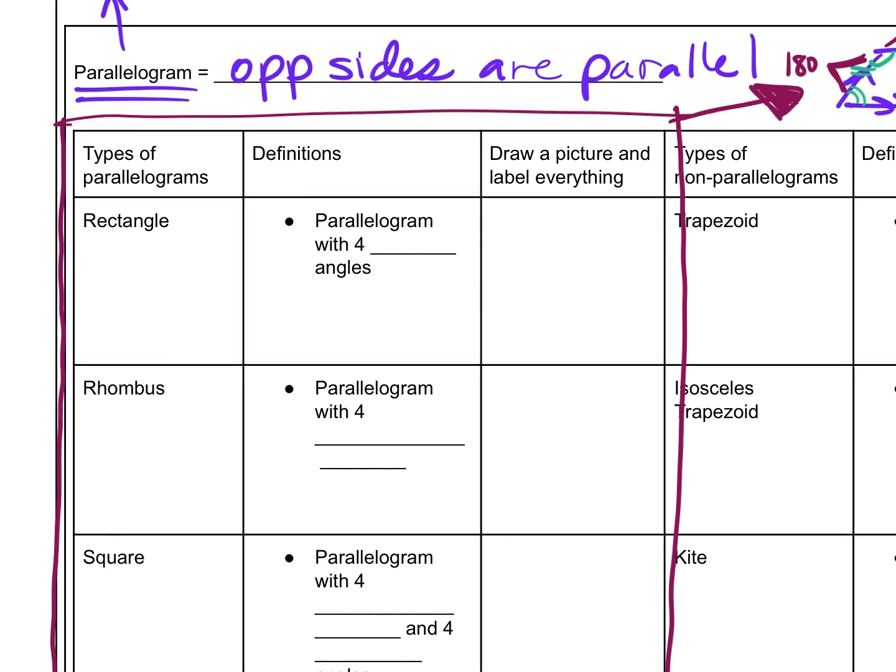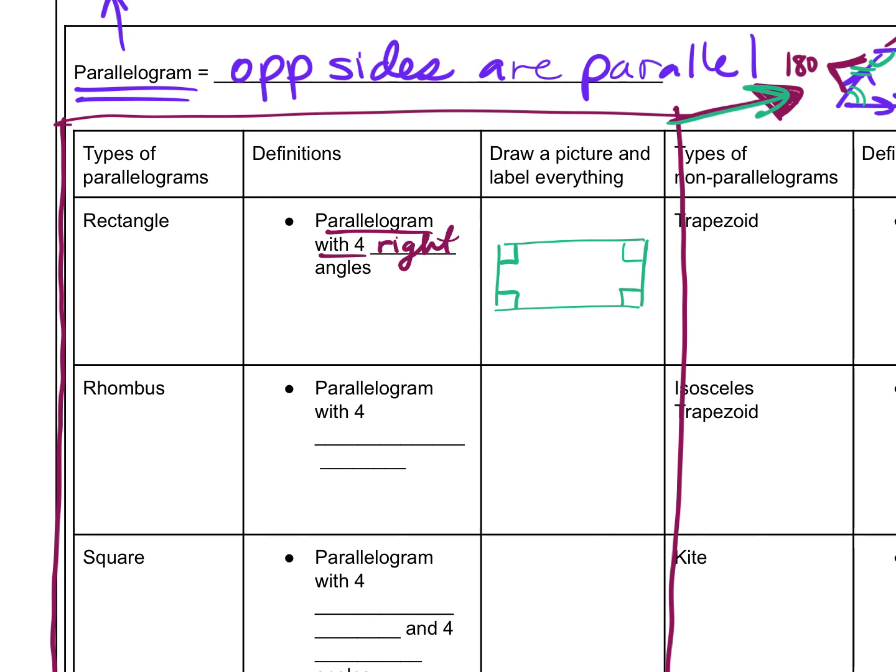What makes something a rectangle? It's a parallelogram with 4 what kind of angles? Right angles. They will be perpendicular to each other. So we know everything that we did up here is true. So we're not going to label that, but I want you to draw a rectangle and label what we know. So we know there's 4 right angles.